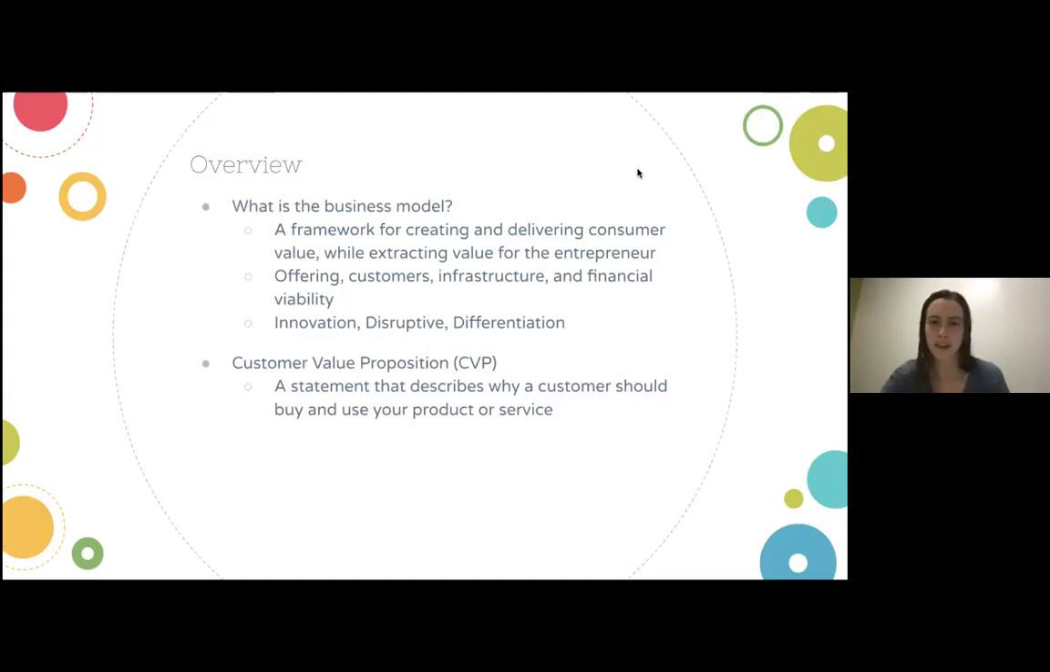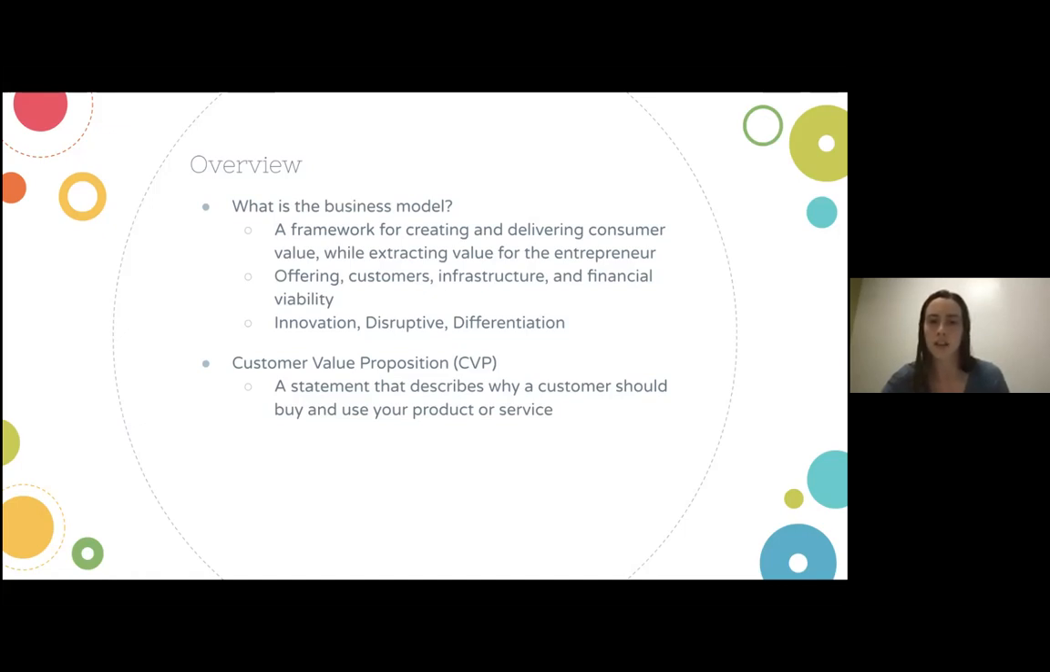Hi, my name is Becca, and to start, we are going to cover some of the main concepts in chapter 5, which include the business model, customer value proposition, and the business model canvas. The business model is a framework for creating and delivering consumer value while extracting value for the entrepreneur. It includes a network that provides resources for entrepreneurs to deliver value to customers. The 4 main areas of the business model include an offering, customers, infrastructure, and financial viability.